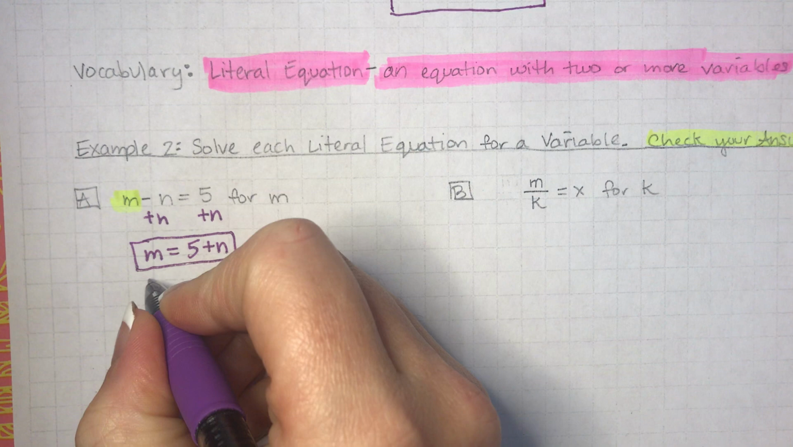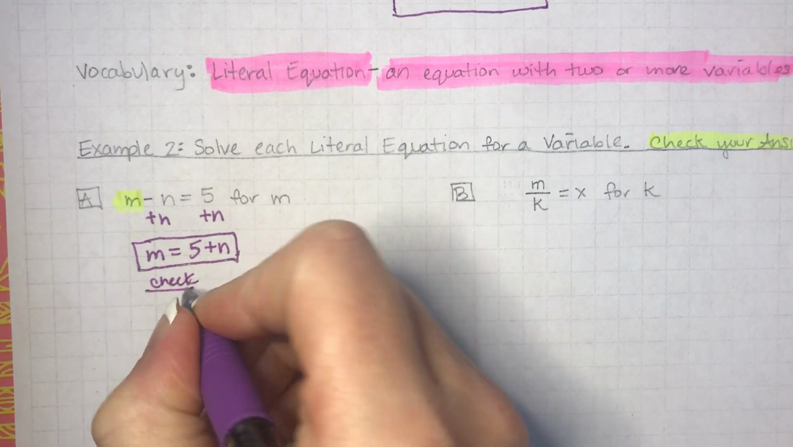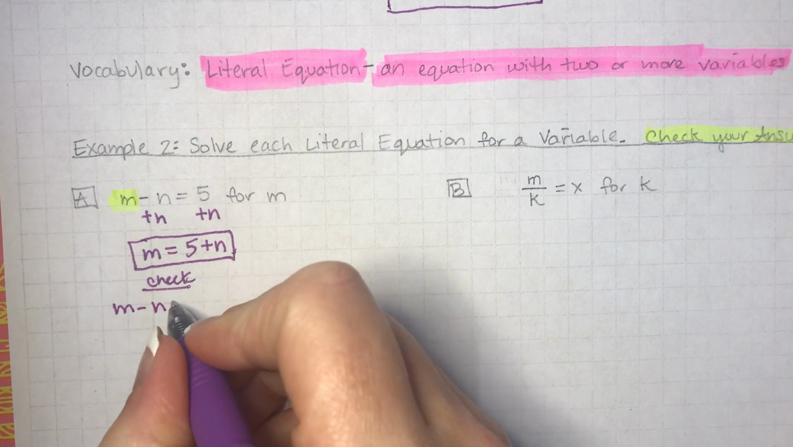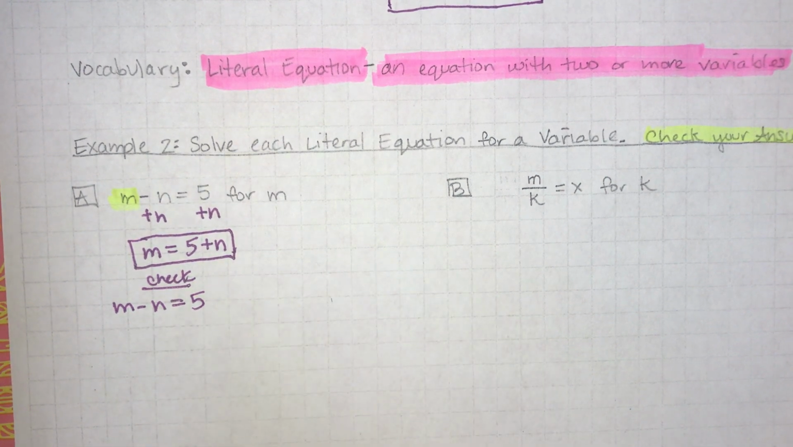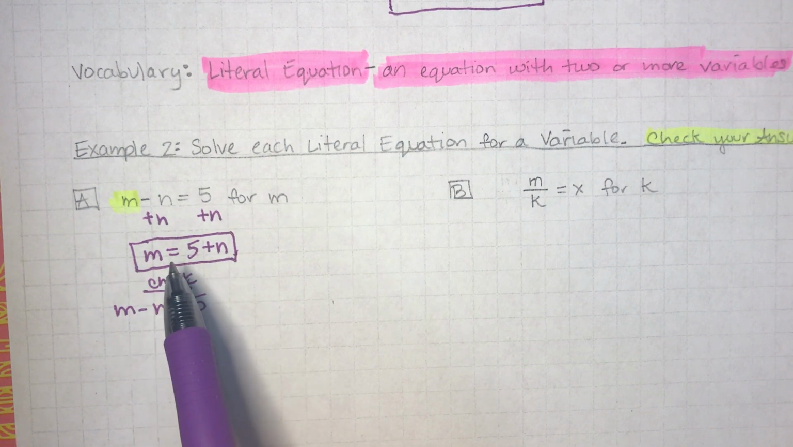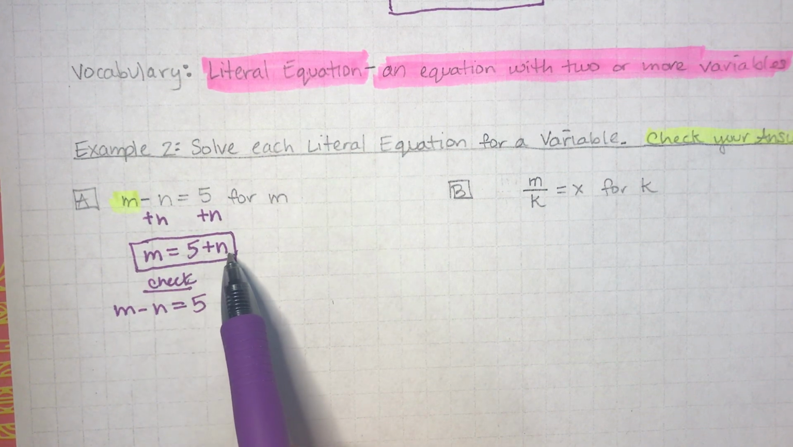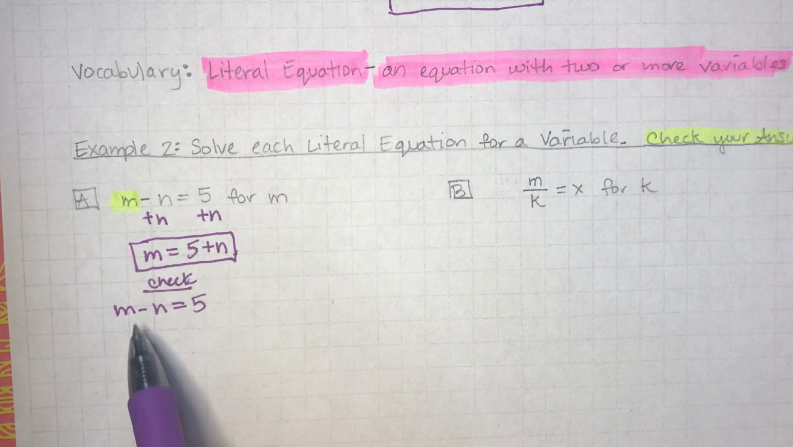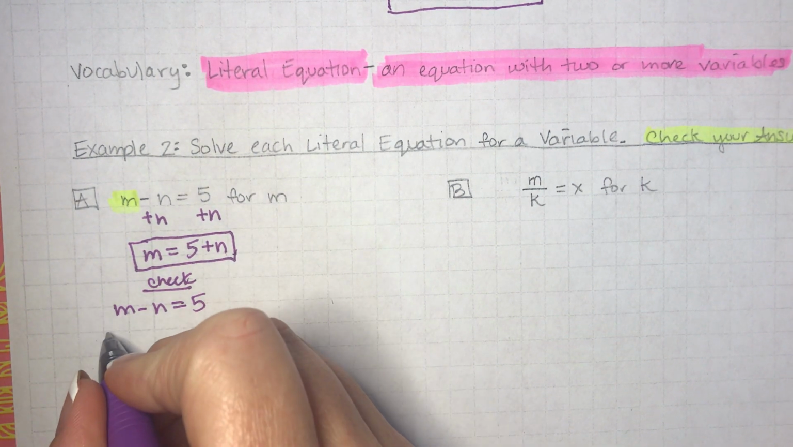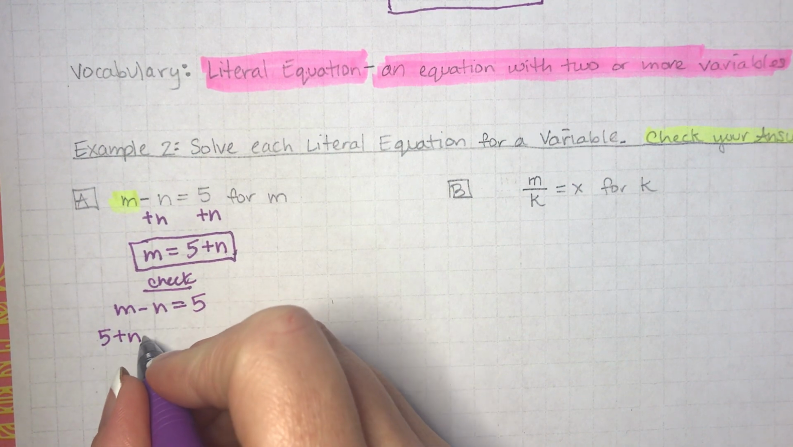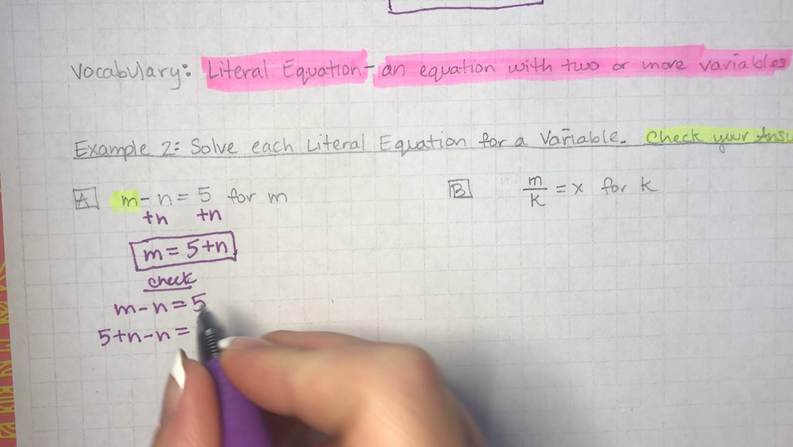And now we're going to check it. So I'm going to write the word check. Okay, we're going to write the original equation, m minus n equals 5. Then we're going to substitute what m equals. So right here, m equals 5 plus n. So instead of writing m, I'm going to write what m equals, 5 plus n. So I'm going to substitute in here. So 5 plus n minus n equals 5.